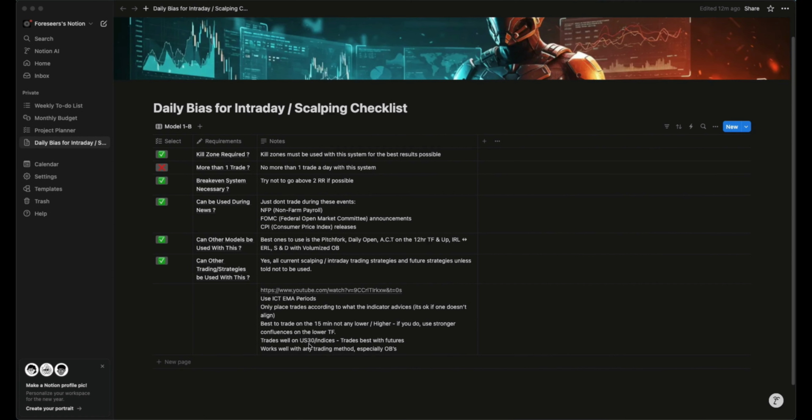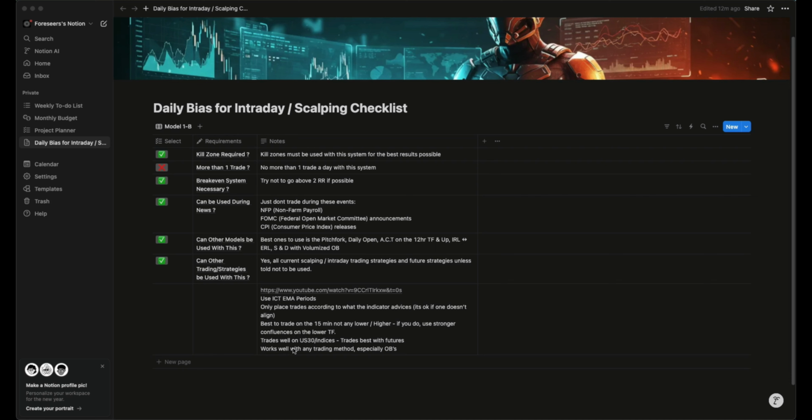All right, so next is, best to trade on the 15-minute, not any lower or higher. If you do, use stronger confluences on the lower time frame. I recommend strictly only trading with the 15-minute time frame if you are going to use this type of model. I will show you some examples and maybe some examples on the lower time frame, but I really do strongly recommend you just use this on the 15-minute.